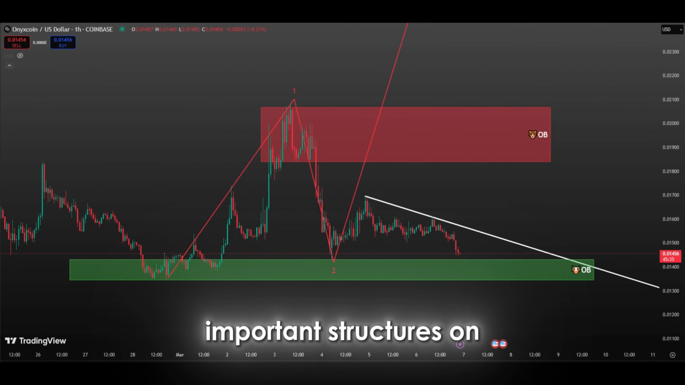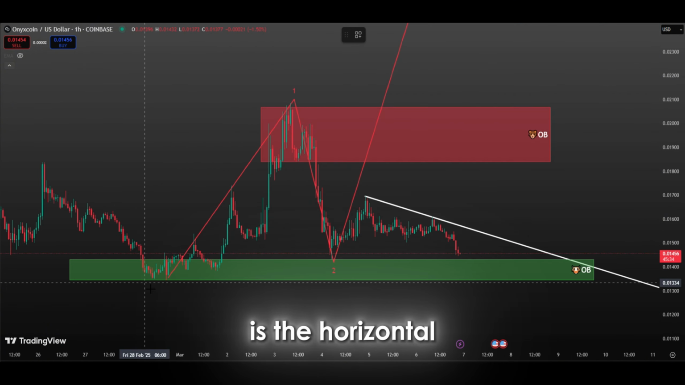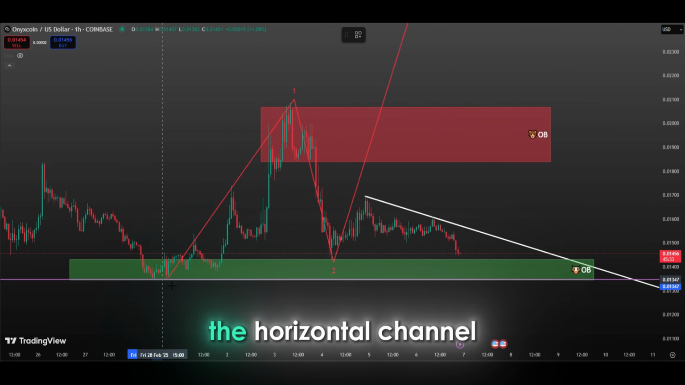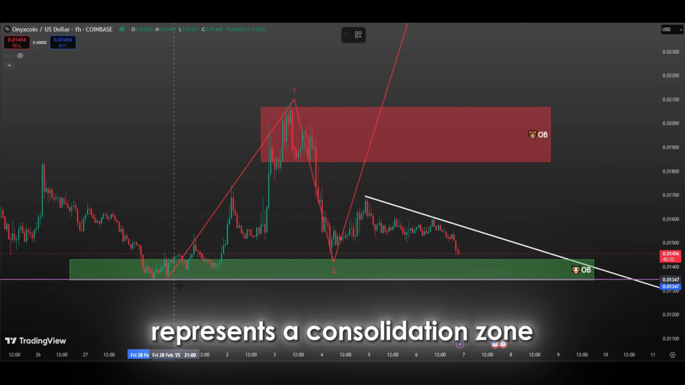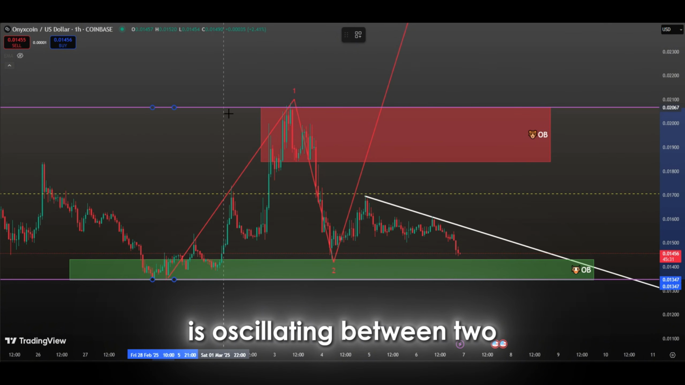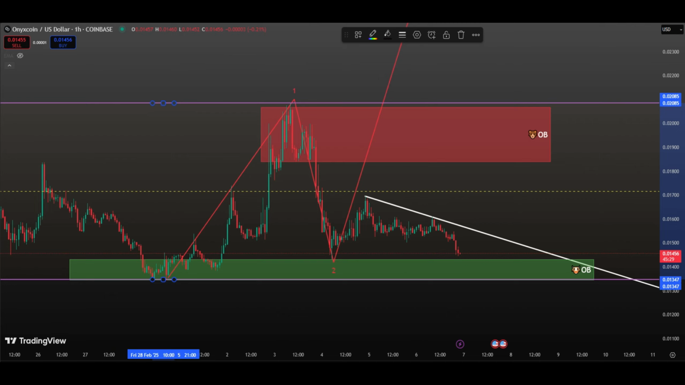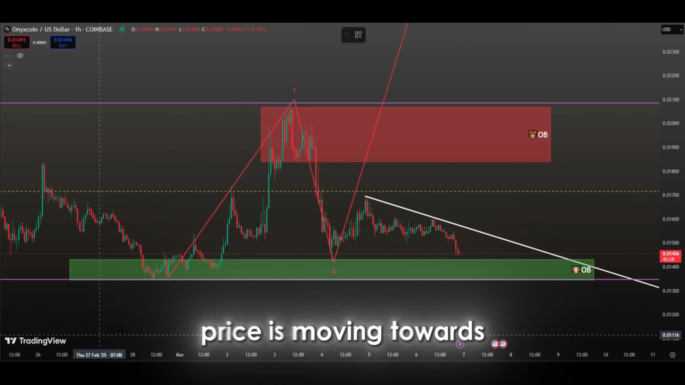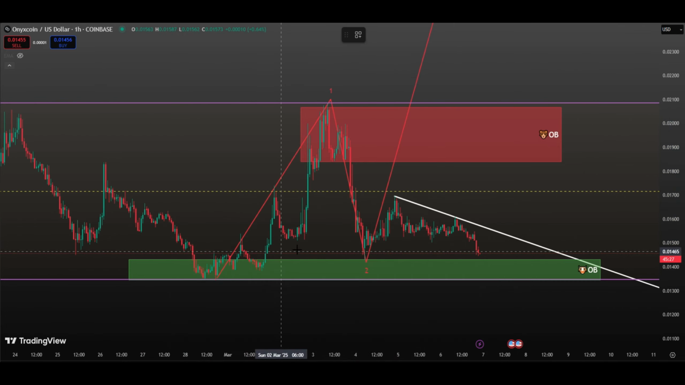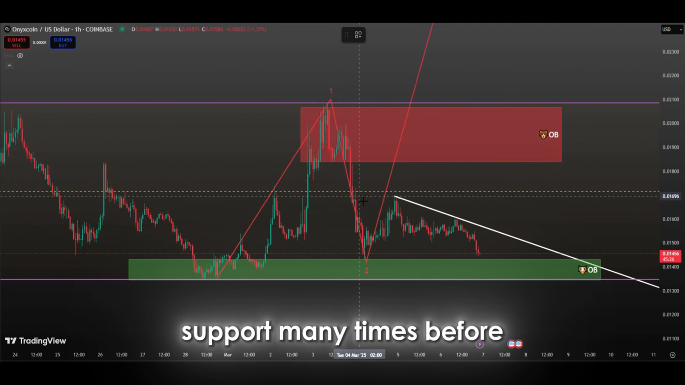One of the important structures on the chart is the horizontal channel pattern. The horizontal channel represents a consolidation zone where the price is oscillating between 2 specific boundaries and no clear trend has formed. Right now, the price is moving towards the lower band of this horizontal channel, a level that has worked as support many times before.